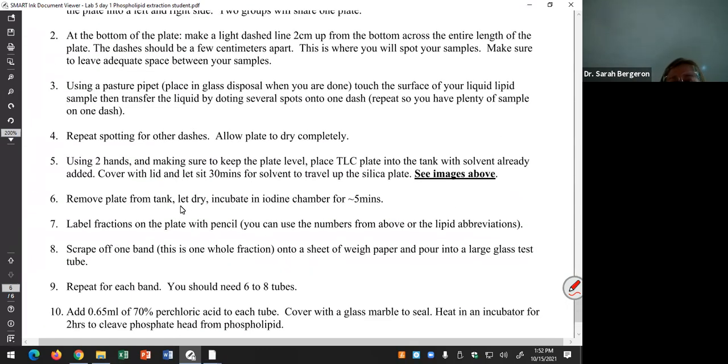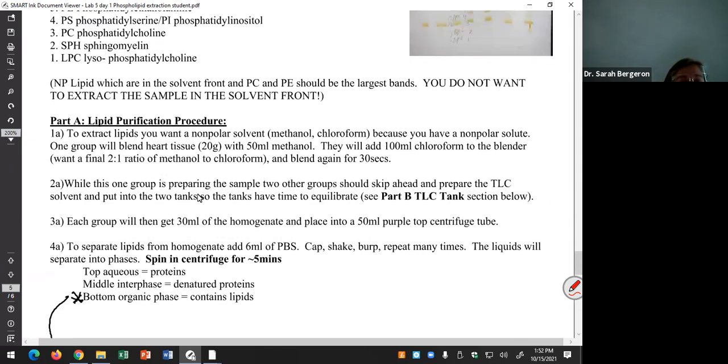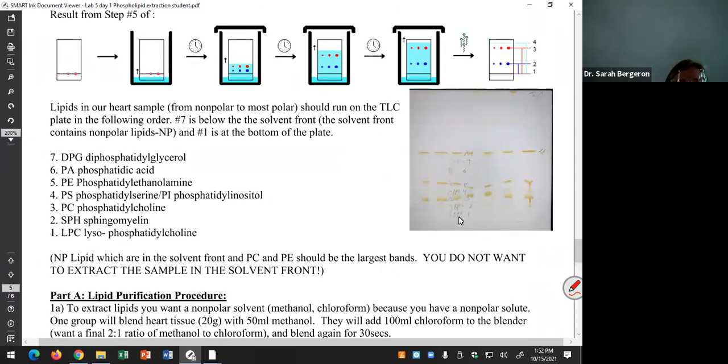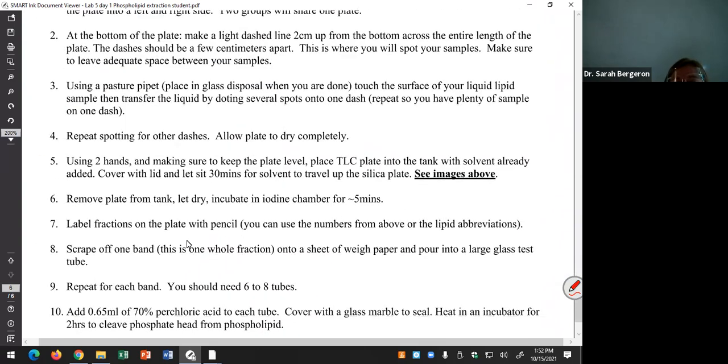Right? Okay. So now that you can see the bands, I want you with a pencil to label the fractions. Label it just like we did here. 1 is LPC, 2 is SPH, right? Label them. And if you need to label them and go back and put it in the iodine chamber again, you can. It's not a big deal. But just make sure you label it really, really well.